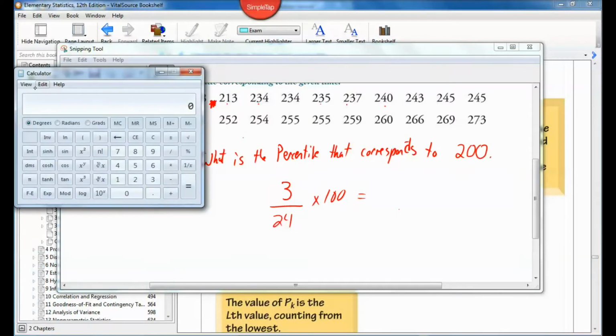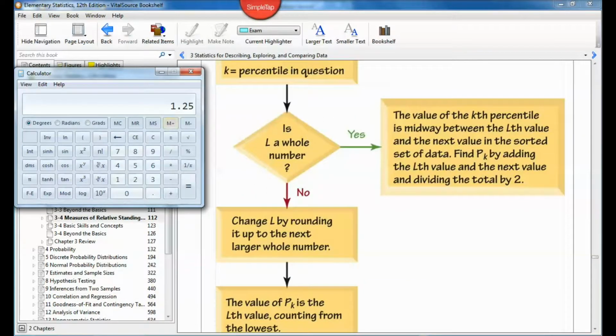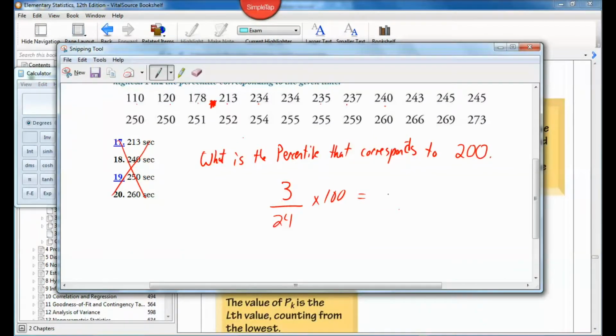Let's see. So what is 3 divided by 24 times 100? Is that how many we had less than? Multiplied by 10. Alright, so multiply by 100. Get 12.5. So that's the percentile that you would be at.